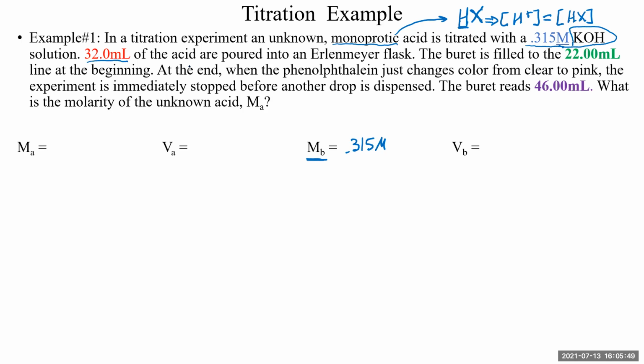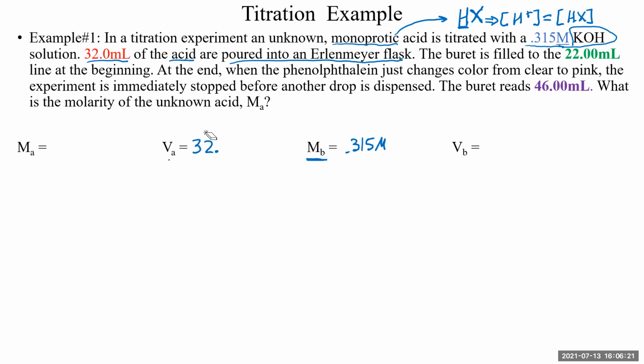32 milliliters of the acid are poured into an Erlenmeyer flask. Now note this, you get to choose your unknown volume. You don't know the unknown's concentration, but you do know its volume because it's your choice. You get to decide how much of the unknown solution you want to titrate. So you or somebody decided it's going to be 32 milliliters of the acid. So volume of acid is 32.